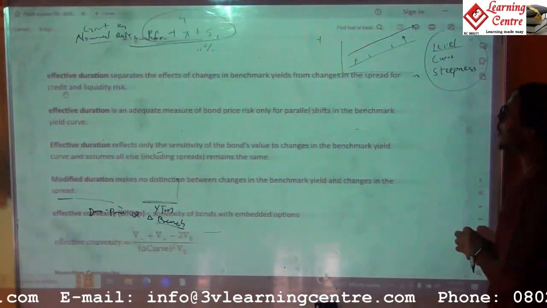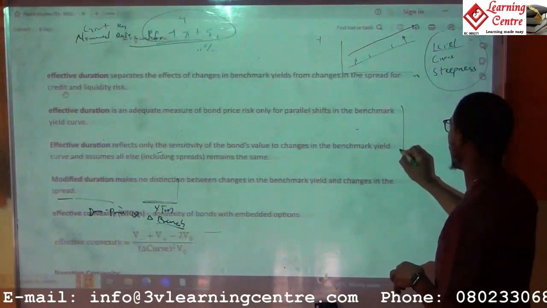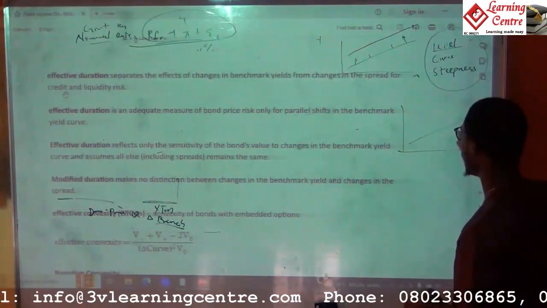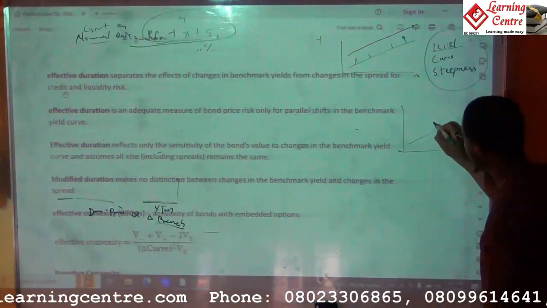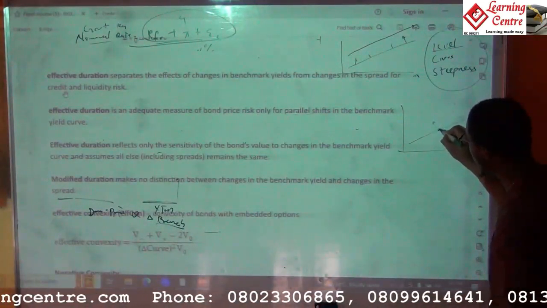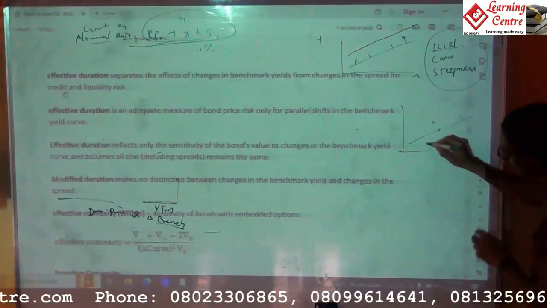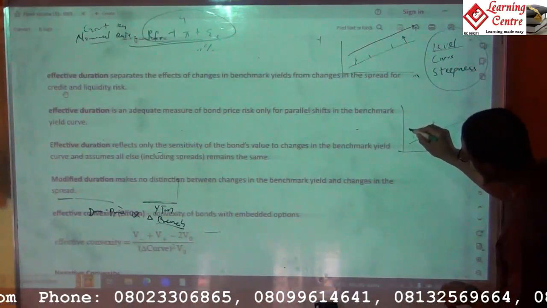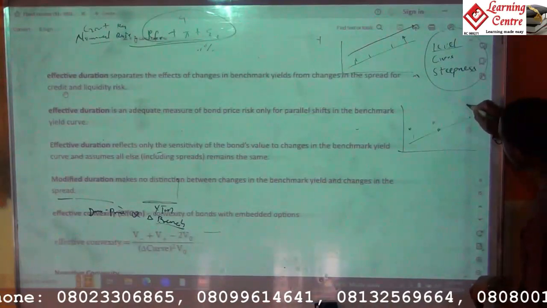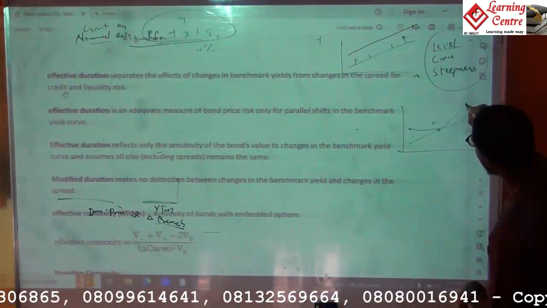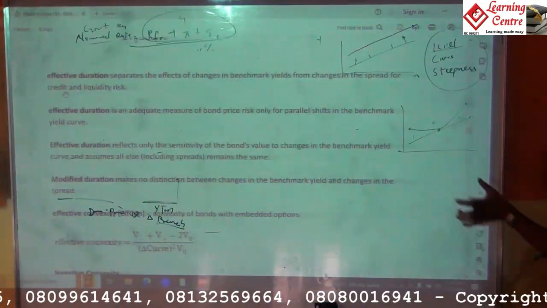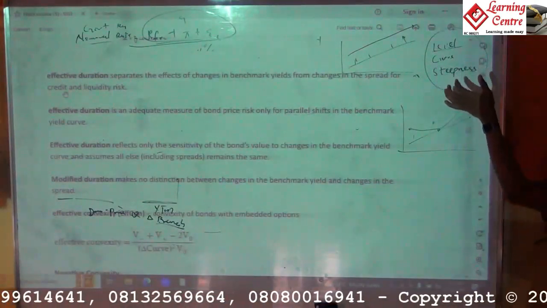We can say there's a change in curvature. What that means is this is our original yield curve, and then we have something like this. The midpoint stays the same. The short end of the curve went up, the long end of the curve went up. So your new yield curve now is something like this. That's the change in curvature.